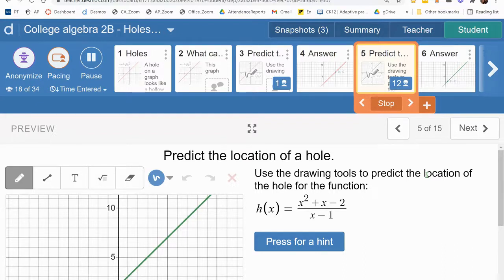It might be sometimes that the answer is there are no holes, but there is a hole on this one, I'll tell you that. And so if there's an x minus 1 on the bottom, what must there be on the top?